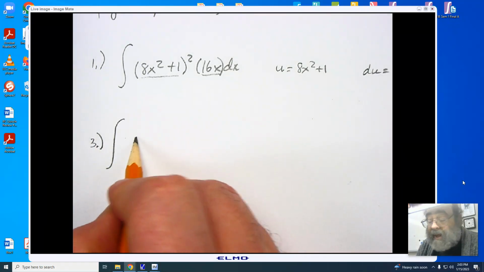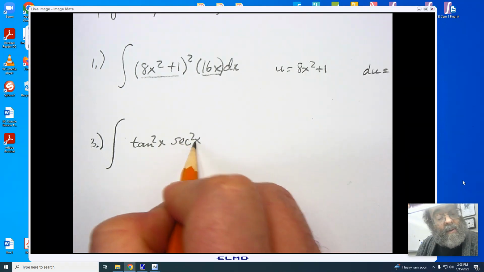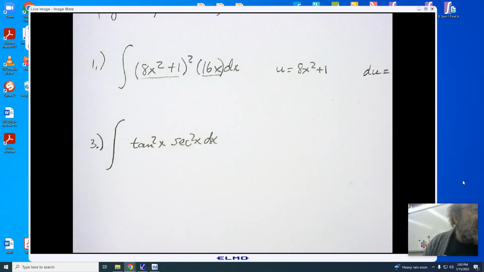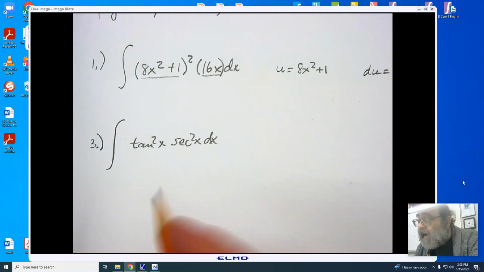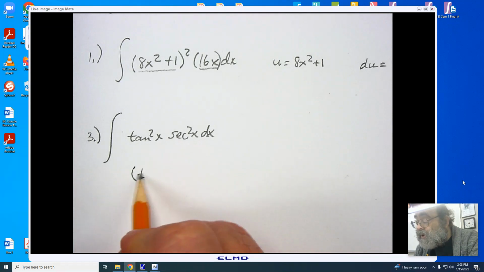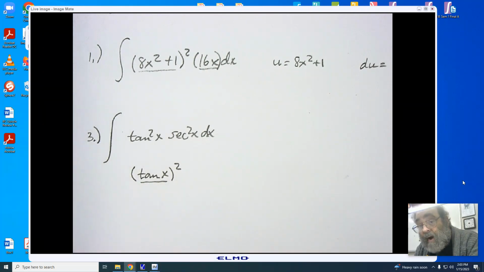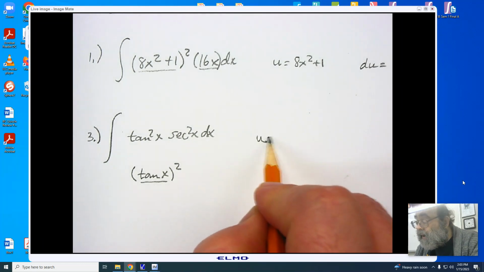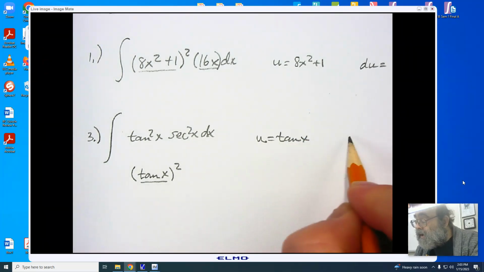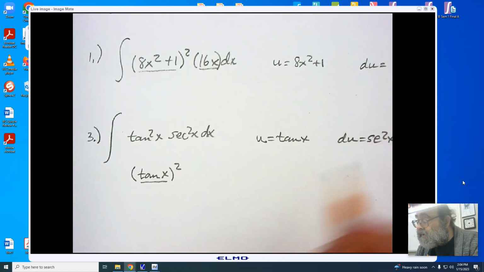Number 3 now gives us the tangent squared of x secant squared x dx. Now, in this problem, what we're trying to do is still the same thing. But stop and think a moment. What are we really looking at? This is tangent of x, the quantity squared. And we know that the derivative of a tangent is secant squared. Therefore, our u is tangent, and our du is going to be the secant squared x dx.